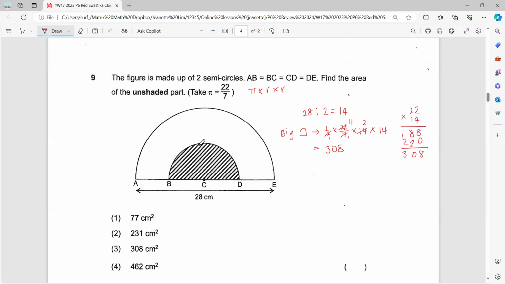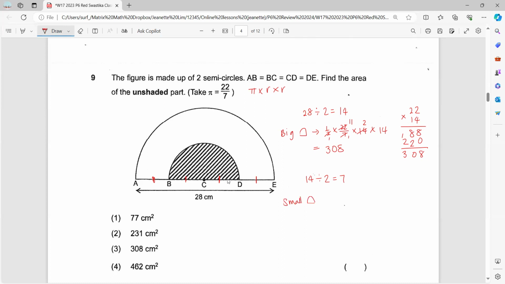Now let's move on to the smaller semicircle. Again, I need to know what is the radius. So the radius is actually half of CE. So now we'll take 14 divided by 2 instead. Which is 7. Okay, how do I know it's half of 14? Because in the question they said that this is equal to this, which is equal to this and this. Okay, so 14 here, divided by 2. I get CD, which is the radius of the smaller semicircle.